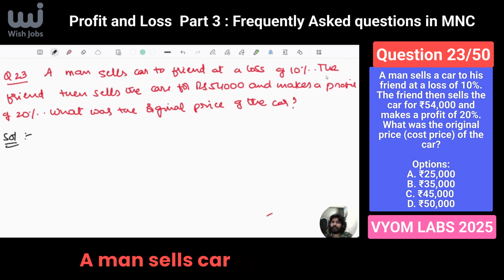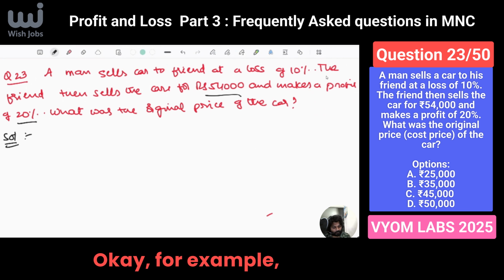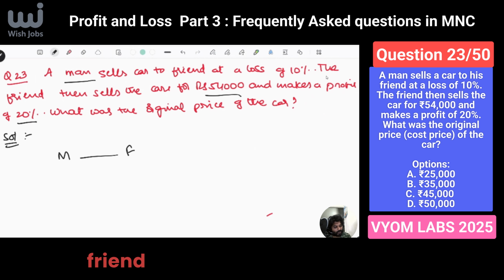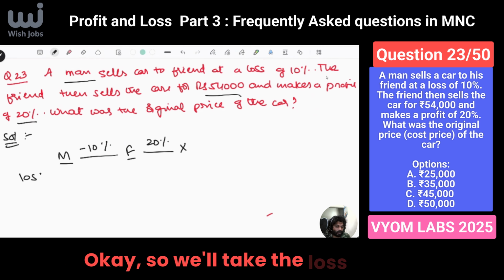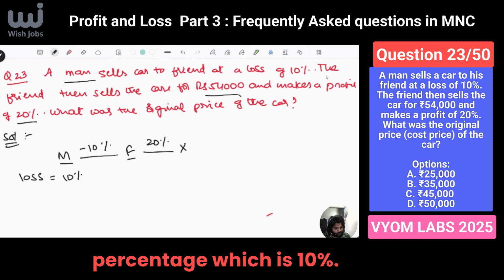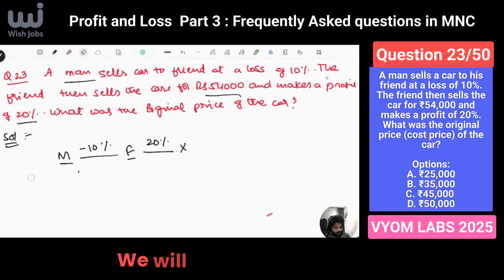A man sells a car to his friend at a loss of 10%. The friend then sells the car for rupees 54,000 and makes a profit of 20%. What was the original price of the car? Okay, for example, first a man is there. A man sold a car to his friend, and that friend sold the car to another person, and he made a 20% profit in this transaction. From here to here, it was a transaction of 10% loss. So we'll take the loss percentage, which is 10%. We will write it here.